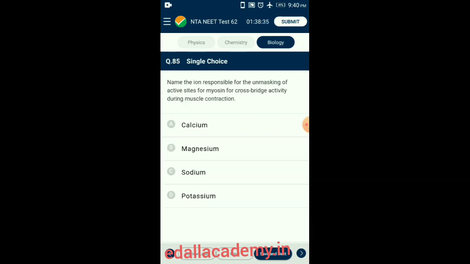Next question is question number 85. Name the ion responsible for unmasking of active sites for myosin for cross-bridge activity during muscle contraction. Calcium ions bind with the TnC unit of troponin, which is responsible for the unmasking of active sites for myosin for cross-bridge activity during muscle contraction. So the answer is option A, calcium.